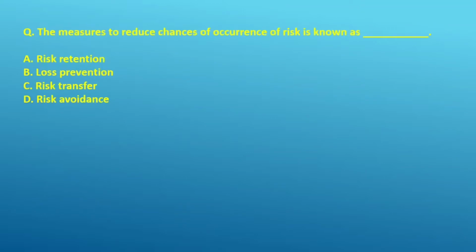Next, the measures to reduce chances of occurrence of risk is known as dash. The correct answer is loss prevention. Suppose you have a shop or office and there is a possibility of fire in the shop or office. Then what can we do? We can install a fire extinguisher, and in case of any fire, it helps us to reduce the losses. So installing a fire extinguisher is a measure to reduce chances of occurrence of risk.